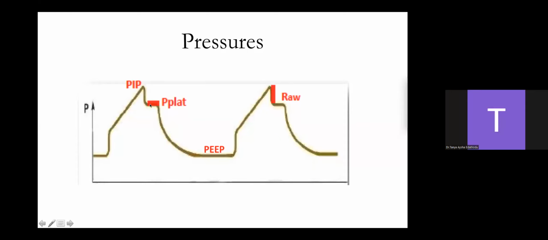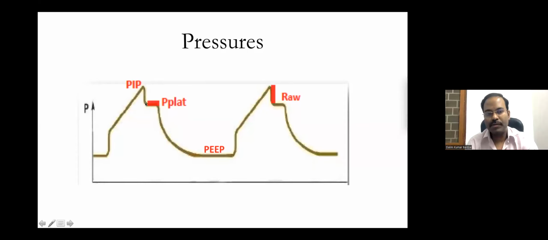So if we apply inspiratory pause, what happens? There will be no gas flow further. So no air will come inside and no air will go out. And at that time, at the end of inspiration, when all the alveoli are supposedly inflated, the ventilator will measure the pressure inside. That will be called the plateau pressure. So the difference between peak pressure and the plateau pressure will be utilized to overcome the resistance of the airways.